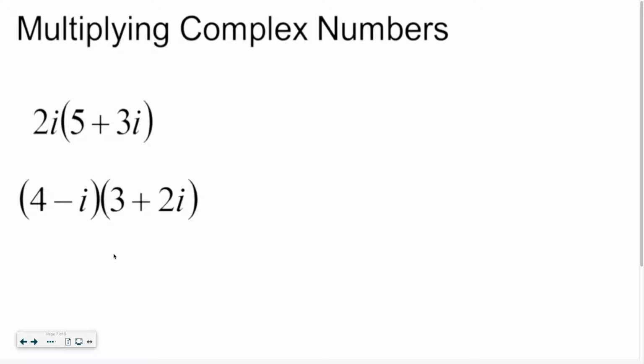So, talk to your group members. What do you instinctively want to do first? I don't like this. You got 2i times 3i. So would that give you like 6i?